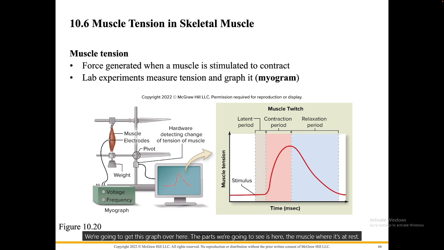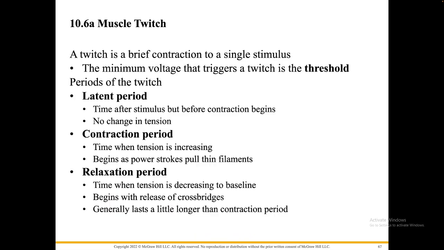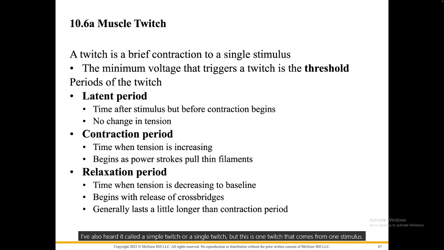The parts we're going to see is here's the muscle where it's at rest. A stimulus is going to come in, that muscle is going to do some work, it's going to contract, and then that muscle is going to relax. All of that would be one twitch. I've also heard it called a simple twitch or a single twitch, but this is one twitch that comes from one stimulus. That stimulus had to reach that threshold.